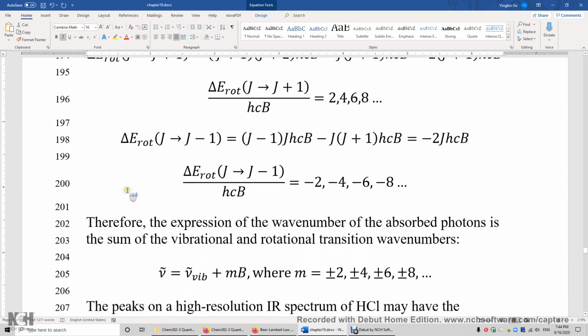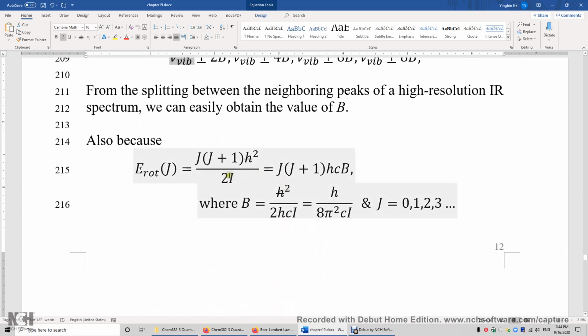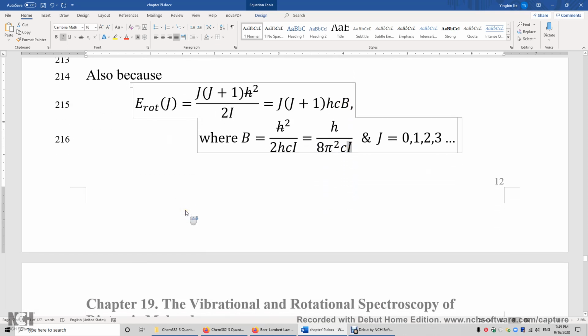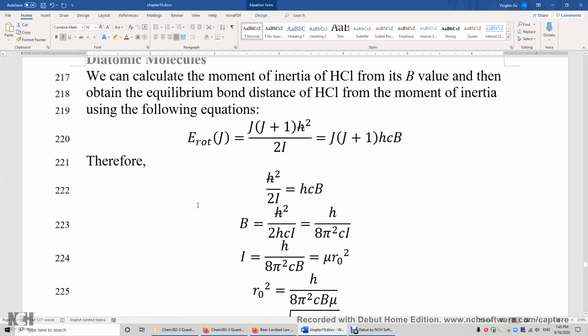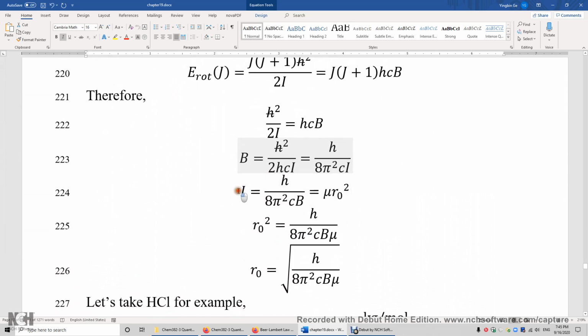Once you have this b, you plug it into this equation. So this is the equation. This is how we define b. You will be able to obtain the value of I easily. I is the moment of inertia. I is mu times R naught squared. So I want to show you that equation here.